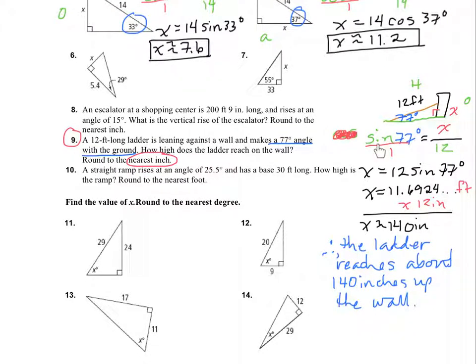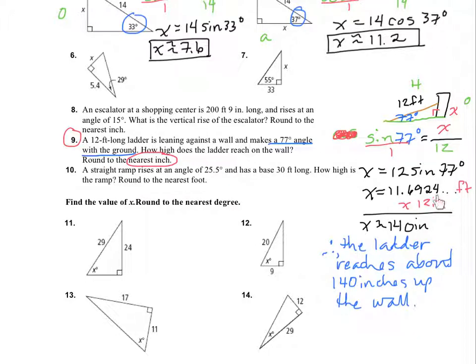Once you set up your equation, when you cross multiply, you get X is equal to 12 times the sine of 77. So you put that in your calculator and you get this as an answer. If this were a multiple choice question, wouldn't that be an answer choice? But I told you, you always have to go back and reread your directions. How high does the ladder reach the wall, round to the nearest inch? Well, you need to realize that your answer was in feet because the ladder was in feet. So if the ladder was in feet, that means you found X in feet, right?